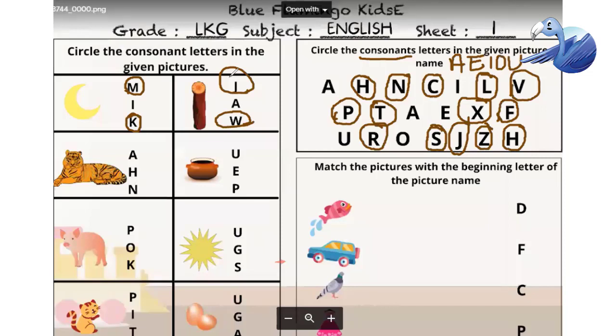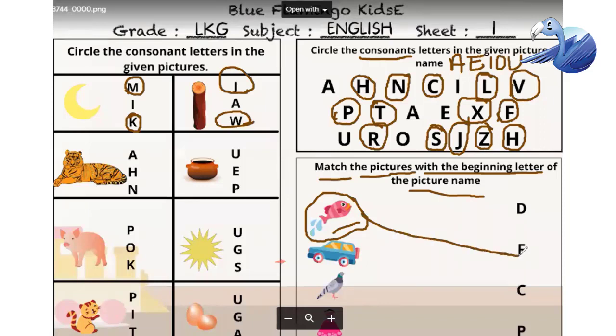Okay, everyone? Now, the next part is, students, match the pictures with the beginning letter of the picture name. Beginning means starting. Okay, starting letter. So the first picture, first we have to identify the picture. The first picture is fish. F for fish. So F sound is F. So let's match fish with F.